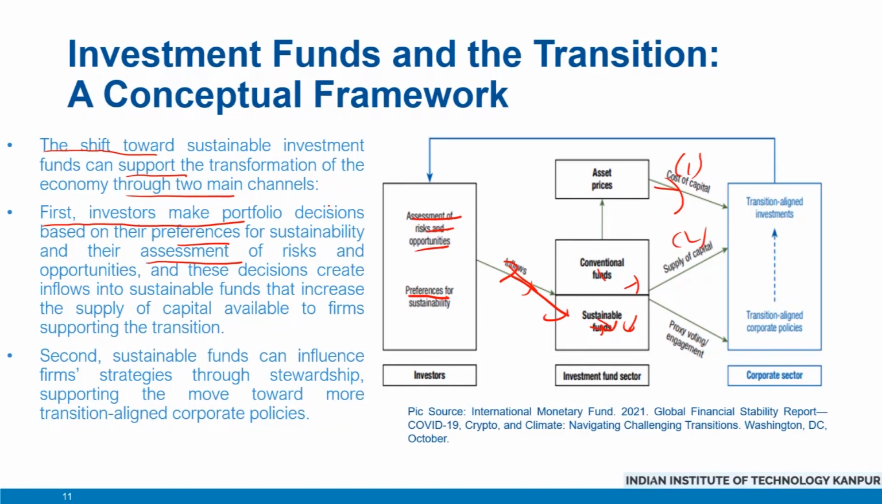This in turn will reduce their cost of capital and encourage transition aligned investment. Because of this funding aspect, it will drive the conventional funds also to invest more in transition aligned investments, and the economy as a whole towards these sustainable, environment friendly investment projects. Second, the sustainable funds can influence the strategies of the firm through stewardship, supporting the move toward more transition aligned corporate policies. Both sustainable funds and conventional funds, because of these fund flows, will be motivated to align their strategies through stewardship.